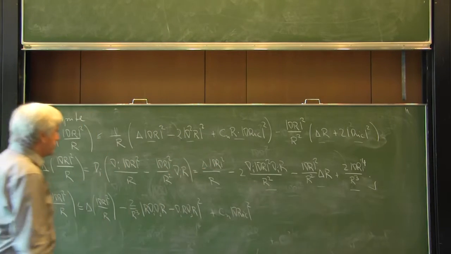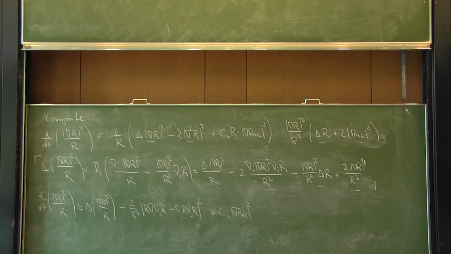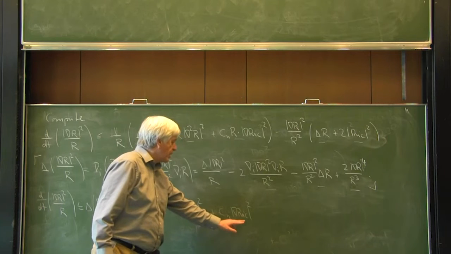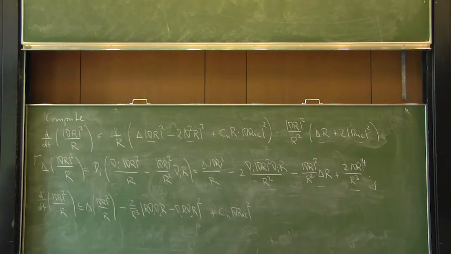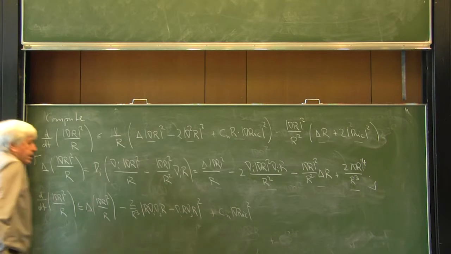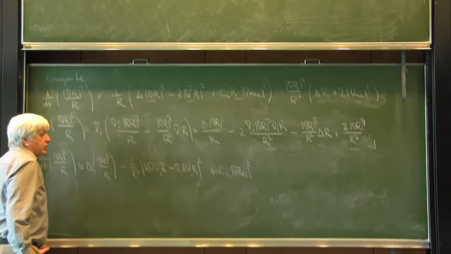And that's it. These are the terms we get. And really the enemy is just this one term. But this is exactly the term that we get from the evolution of the traceless Ricci. So now we combine those two things.